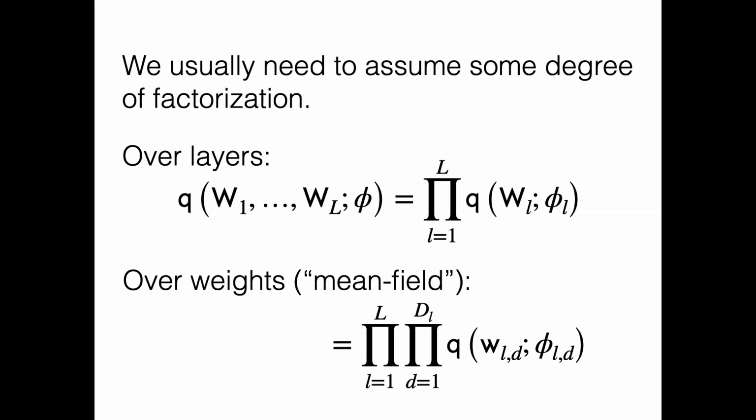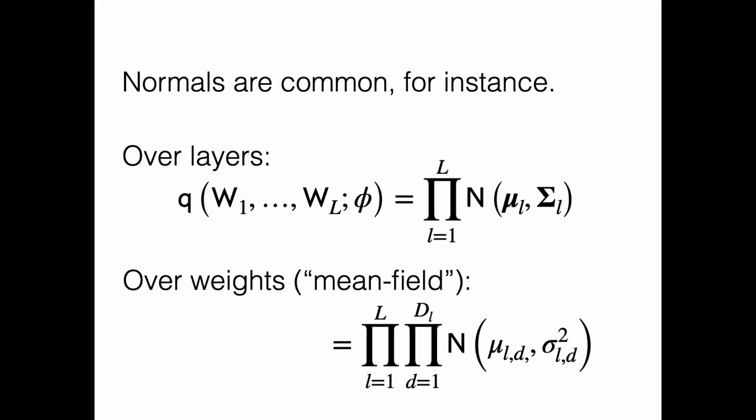I don't know if there are any physicists in the room, but I think the name mean field comes from physics, from an interacting particle system where you assume that each particle is relatively independent. That's where the name comes from. And so again, as you might have guessed, often people just pick normal distributions for these approximations, something like a normal distribution over every layer or a normal distribution over every weight.